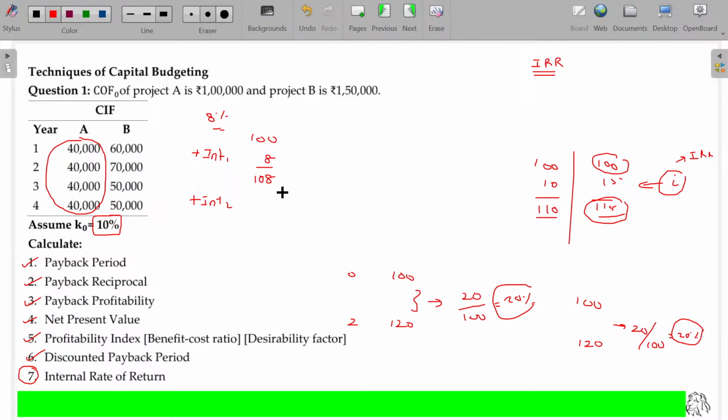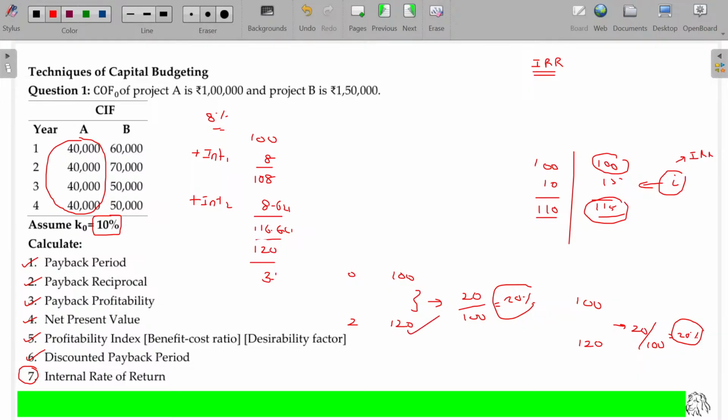Come on, tell me. 8.64, then 116.64. But I told you it becomes 120. Naturally, what happens? This is mismatching. Definitely, this is not the answer, because 100 rupees investment became 116.64. Sorry, it becomes 120 by the end of the second year.